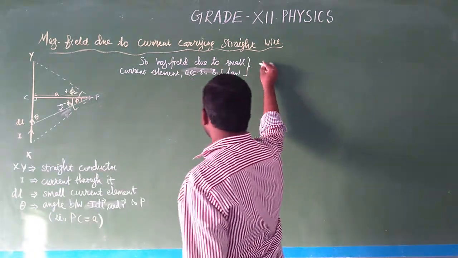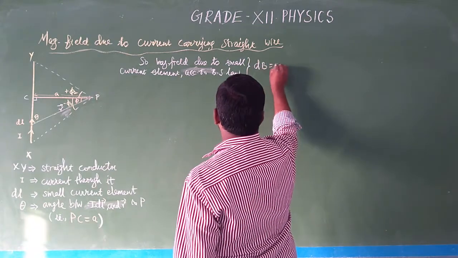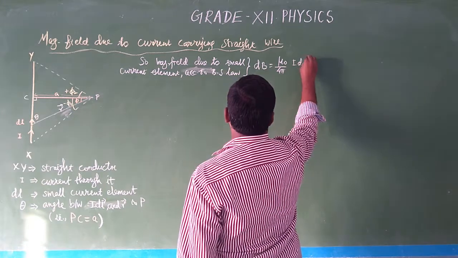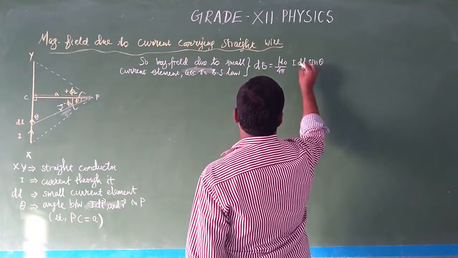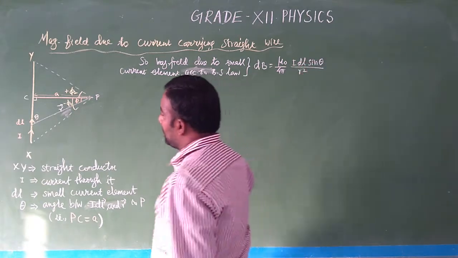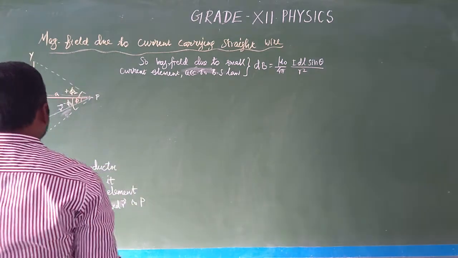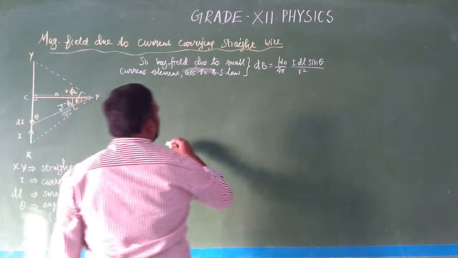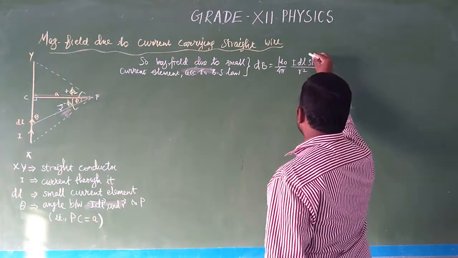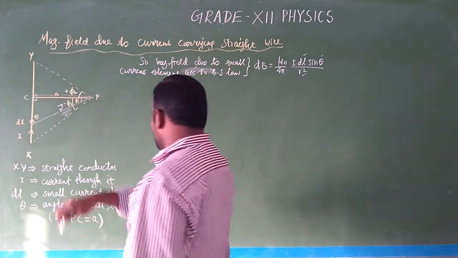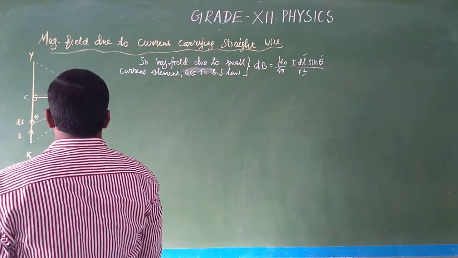What is that? dB is equal to mu naught by 4 pi, I dl sin theta by r square. Okay, this already we determined for a straight wire. So in this equation நம்ம ஒவ்வொரு term calculate பண்ண போறோம். So we want to find the dl, theta, and also r, all these values we want to determine.